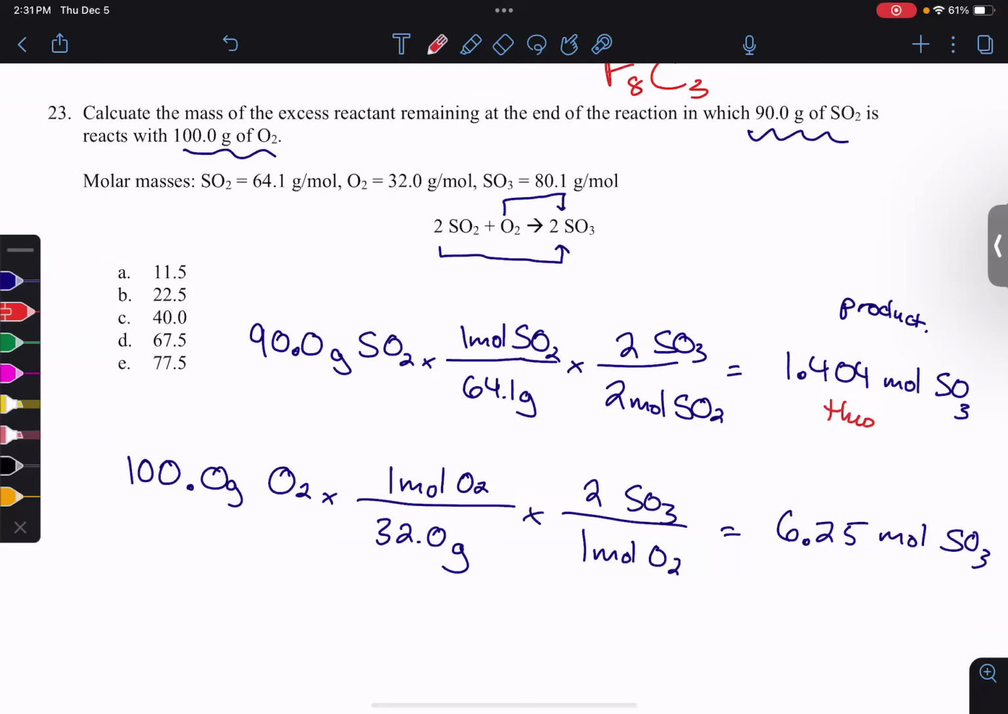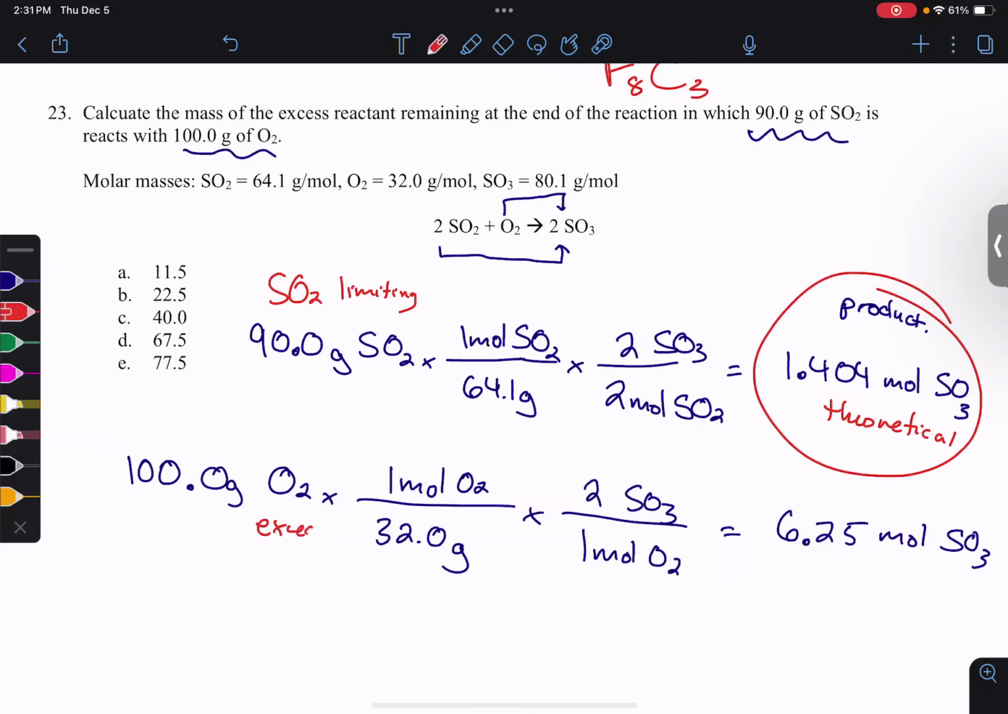This is our theoretical yield, all right? This number. What does that mean? It means that SO2 is our limiting, okay? And that means O2 is our excess reactant. This number we just calculated, 6.25 moles, it means nothing. Just ignore it, erase it out of your memory, right? So notice that I'm actually never gonna use this number again.